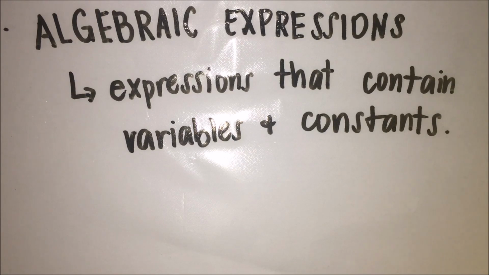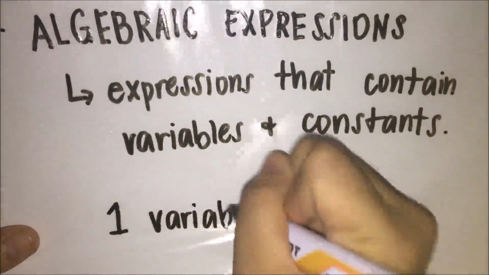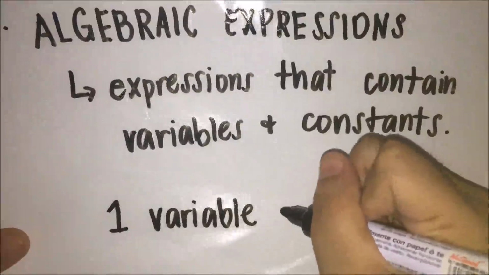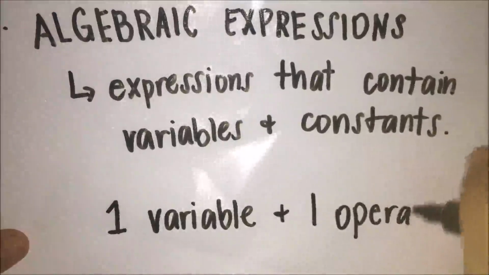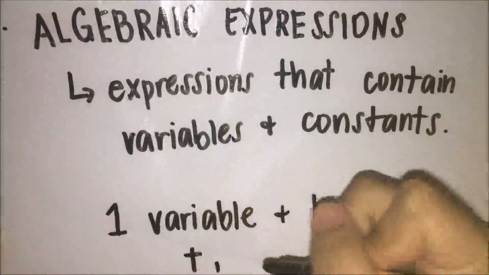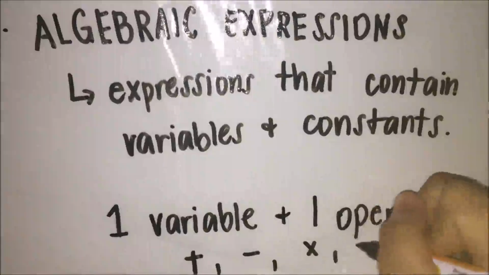Algebraic expressions are expressions that contain variables and constants. It includes at least one variable and at least one operation. It may be addition, subtraction, multiplication, or division. An algebraic expression is made up of terms.